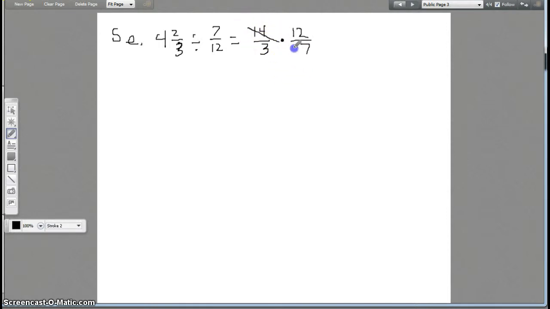Now I look to see if there's anything I can cancel. The 14 and the 7 can both be divided by 7. 14 divided by 7 is 2. 7 divided by 7 is 1. 3 and 12 can cancel. 3 divided by 3 is 1. 12 divided by 3 is 4. We multiply across the numerator. 2 times 4 is 8. Multiply across the denominator. 1 times 1 is 1. And then we simplify. 8 over 1 is 8. So that was number 5. It's just like number 10 that was assigned as homework.